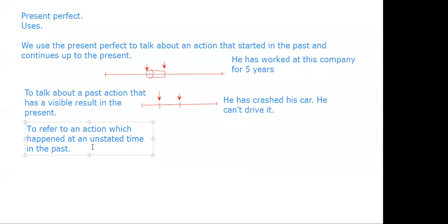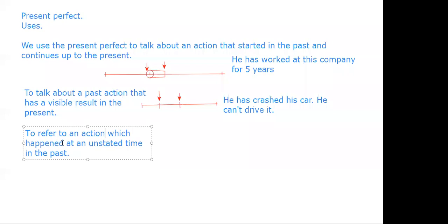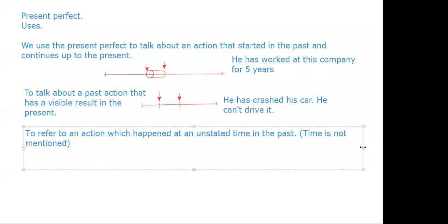Okay. So the third use: to refer to an action which happened at an unstated time in the past. So what is unstated? Unstated means that it is not mentioned. Time is not mentioned, as I said before, okay? So the action happened at any point in the past, but we don't know. The person speaking didn't mention that. So that action happened at an unstated time in the past. Do you want an example with that? Okay, perfect.